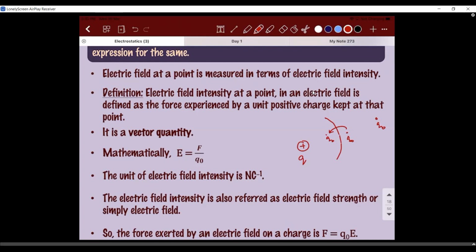Now read the definition carefully. What are they saying? Electric field intensity is defined at a point. Means electric field intensity is created by the source charge, but it is experienced by the test charge. So you're able to understand, created, experienced. Okay. So what I'm trying to say here is, when you have only one charge, you talk about electric field. When you have two charges, you talk about electric force. That's what Coulomb's law told us.